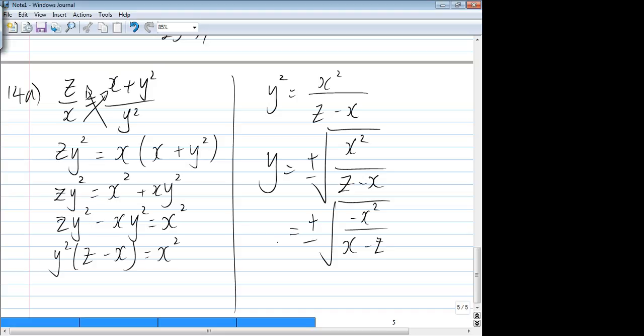Now that we have Y as the subject, they are asking us to find the value of X given that Z is equal to 2 and Y equals negative 2. So part B. Can I go on to the next page already? You can leave your answer as the first one or the second one. Both are the same. Okay, moving on to part B.